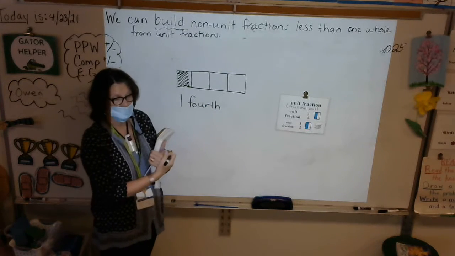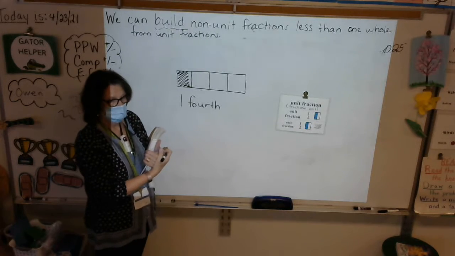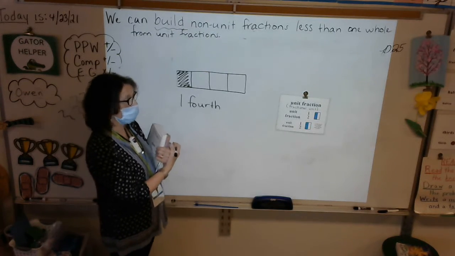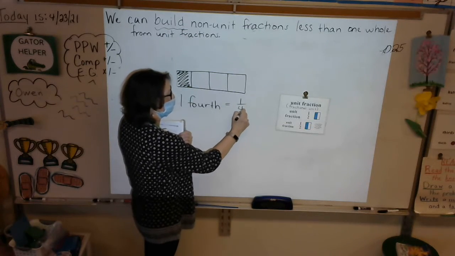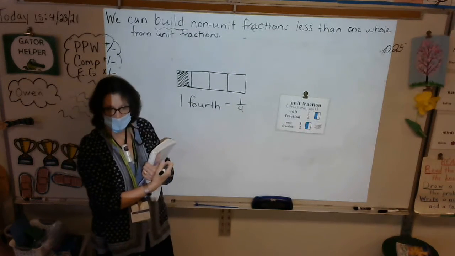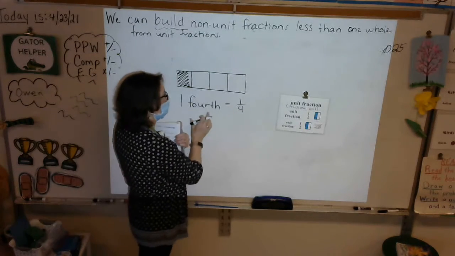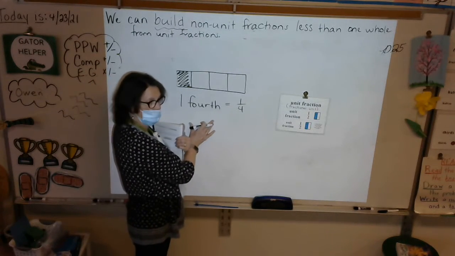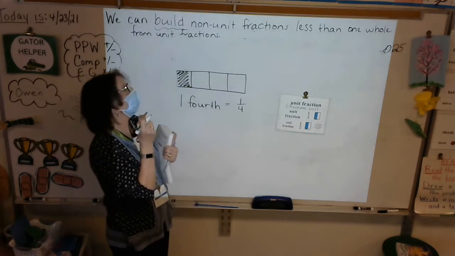1 fourth. Remember, that's unit form. Please write it if you didn't. Now, if we want to write it numerically, we can say 1 fourth also equals numerically 1/4. Okay? These are both unit fractions. This is unit form and this is numeric form or fraction form. Okay?